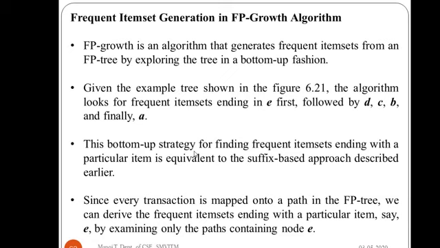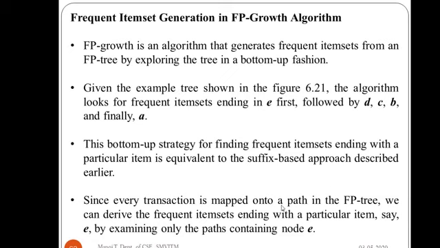Like earlier, the algorithm looks for frequent item sets ending in E first, followed by D, C, B and finally A. This is called a bottom-up strategy for finding frequent item sets ending with a particular item, which is equivalent to the suffix based approach described earlier. You have seen earlier the prefix based approach and the suffix based approach. If we move bottom up, then we call it a suffix based approach.